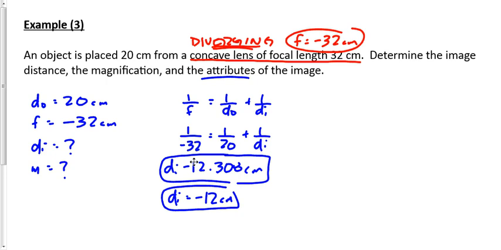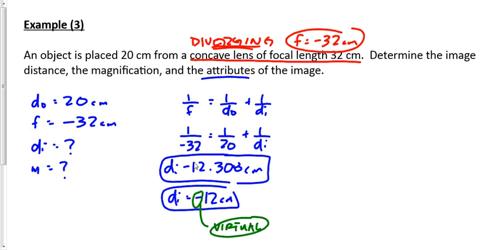The fact that we have a negative DI tells us that we have an image that is virtual. If you remember your ray diagrams from yesterday, you should know that it's a virtual image. When you have a diverging lens, it's always a virtual image. So if you thought back to your ray diagrams, you would know this. If you just looked at the sign of the answer that we got for DI, you'd know that it's a virtual image as well.